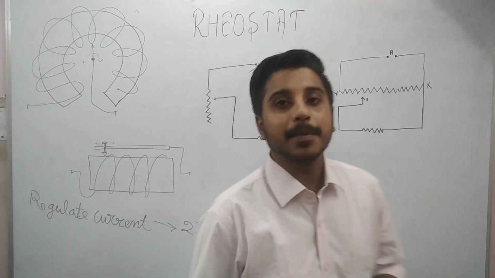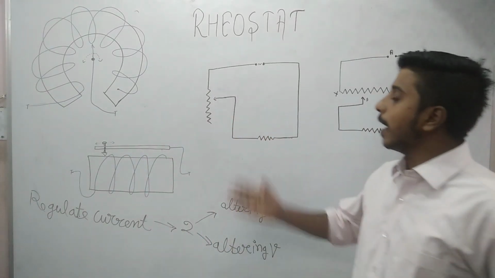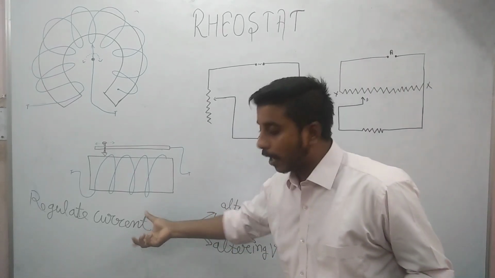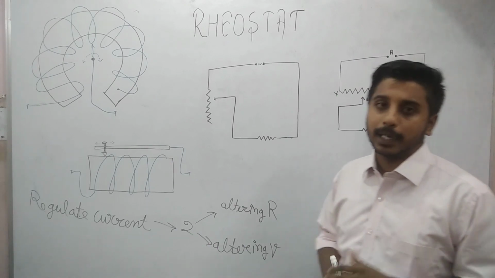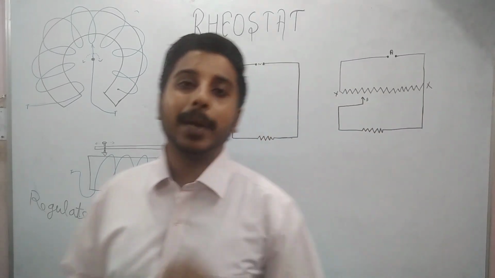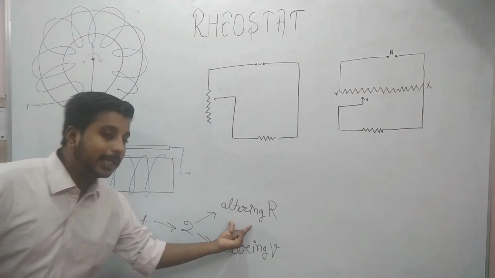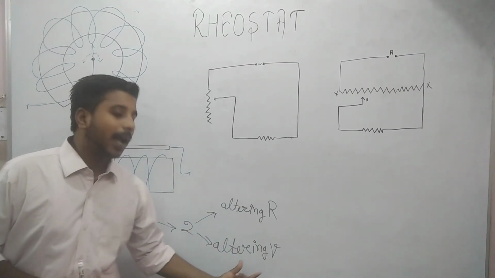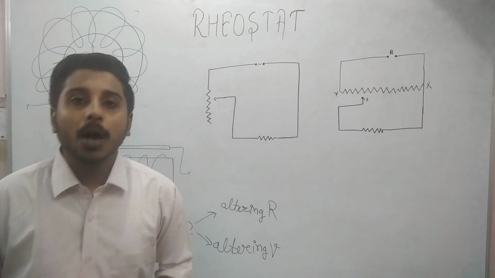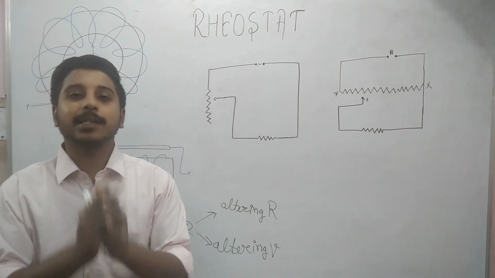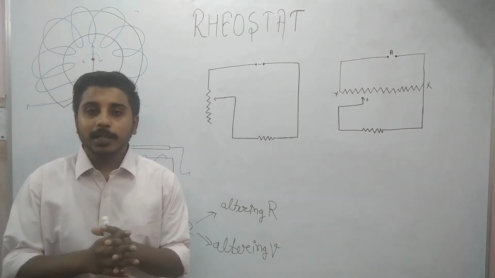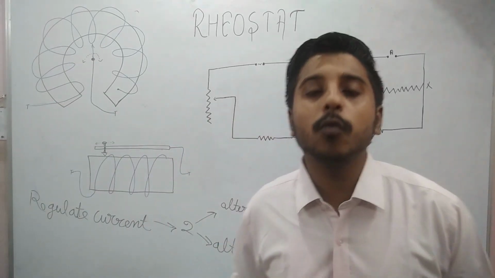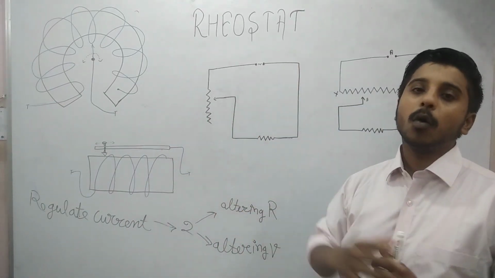If I am saying that I can alter or regulate the current in a circuit, I can do it by two methods. What are these two methods? Either I will alter the resistance in the circuit, or I will alter the voltage or the potential difference in a part of the circuit. So the device which does these two functions is rheostat.